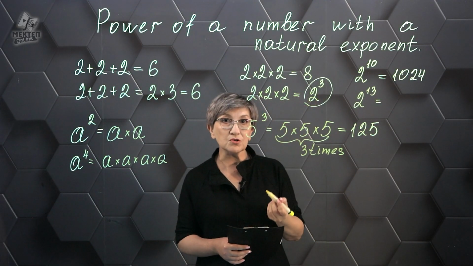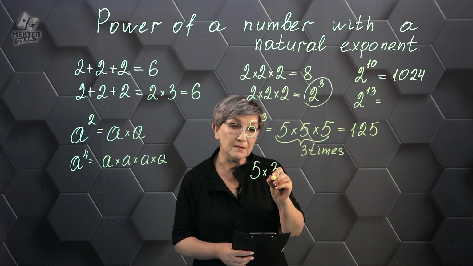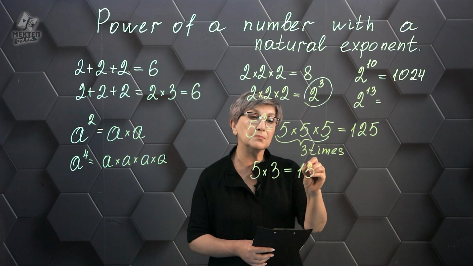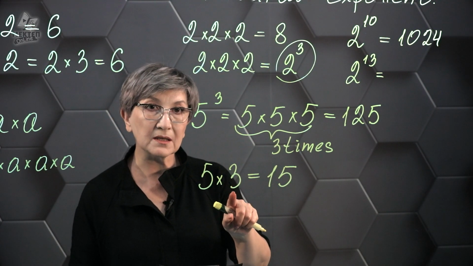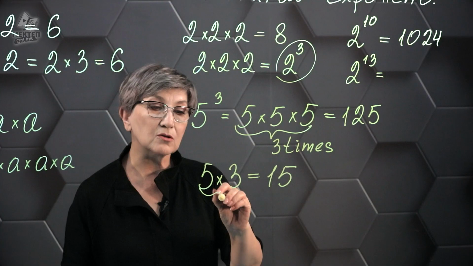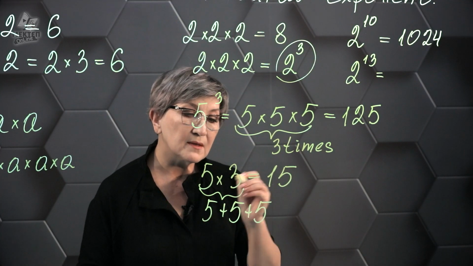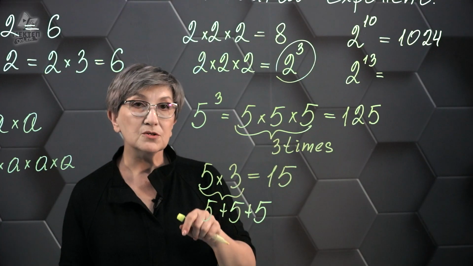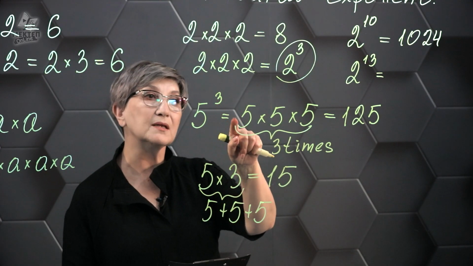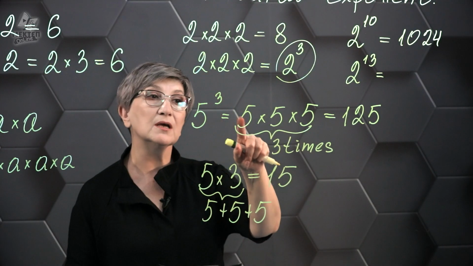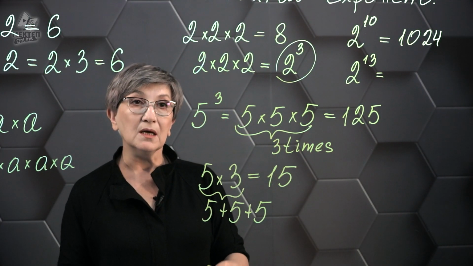But in no way should we confuse the notation 5 times 3, which results in 15. Note that if we multiply 5 times 3, then what we're saying is that we have to add 3 times the number 5, and if we raise the number 5 to the third power, then we have to multiply 5 by 5 by 5, and the result is 125.